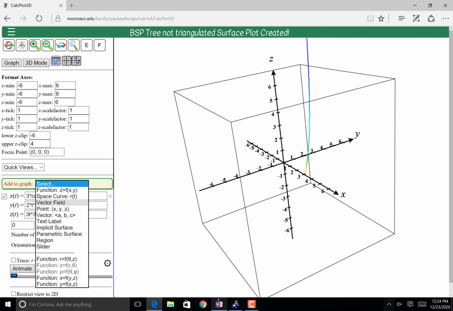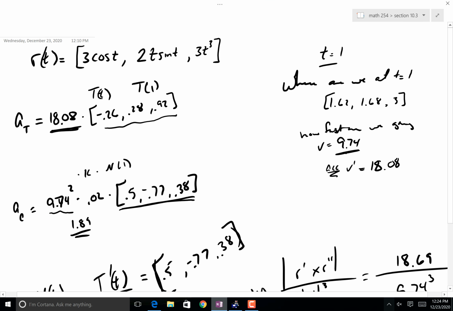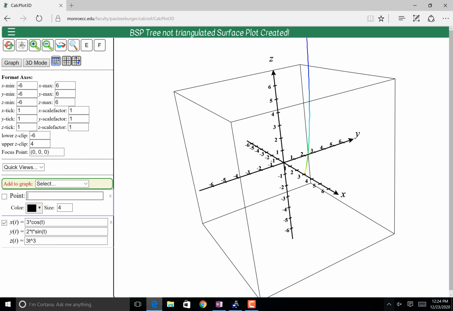Now let's go ahead and add a point. This is where everything is. This is where we are at t equals 1. We were at, I forget, we wrote it down, 1.62, 1.68, and 3. And that's where we are.